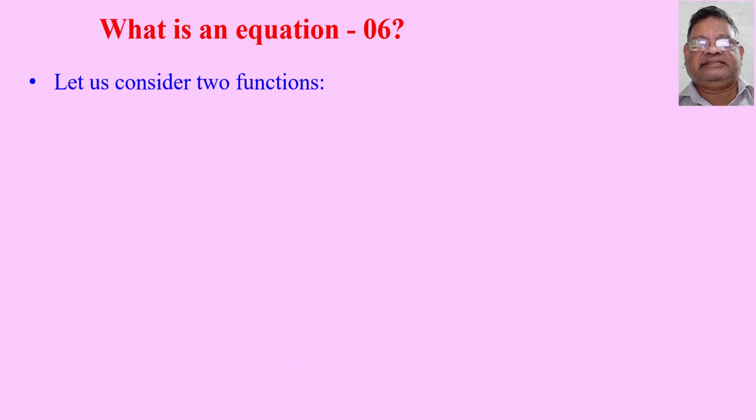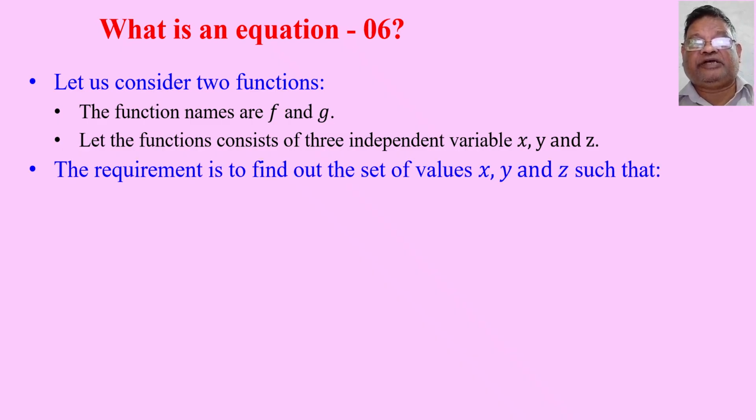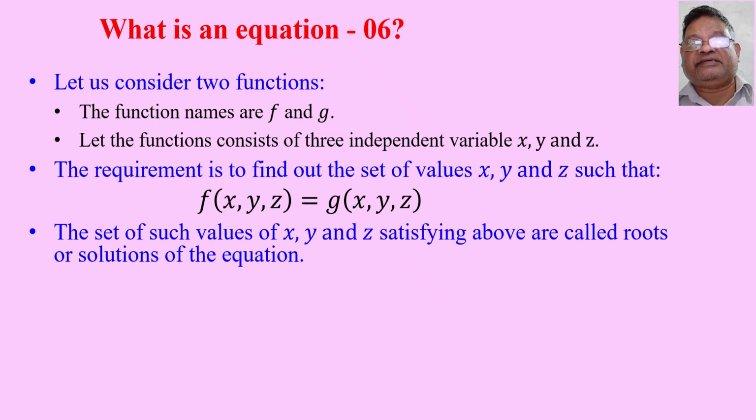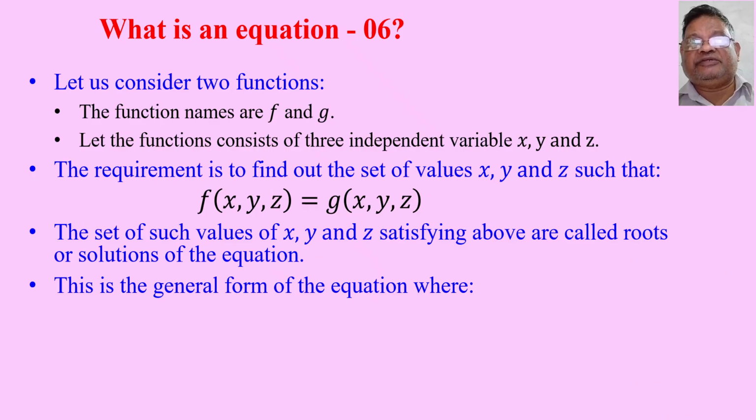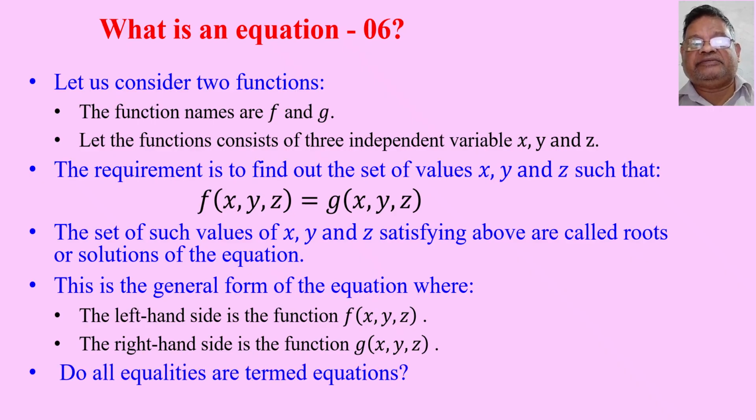Let us consider two functions. The function names are f and g. Let the functions consist of three independent variables x, y and z. The requirement is to find out the set of values x, y and z such that f of x, y and z is equal to g of x, y and z. The set of values of x, y and z satisfying the above are called roots or solutions of the equation. This is the general form of the equation, where the left-hand side is the function f and the right-hand side is the function g. Are all equalities termed equations?